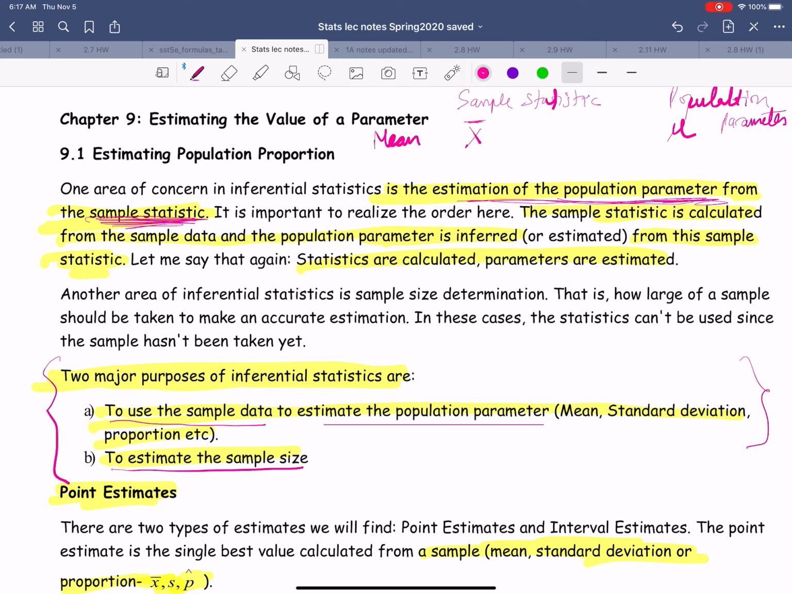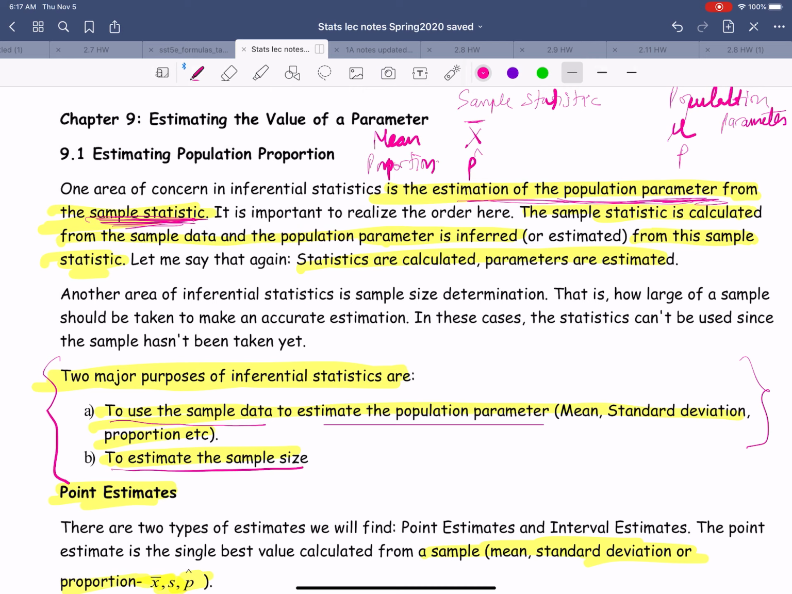And for proportion, what is a proportion? For example, if I go to Yuba College parking lot and I want to find the proportion of red cars in the parking lot, that would be equal to the number of red cars divided by the total number of cars. So for proportion, the sample statistic is p hat, and the population parameter is p.